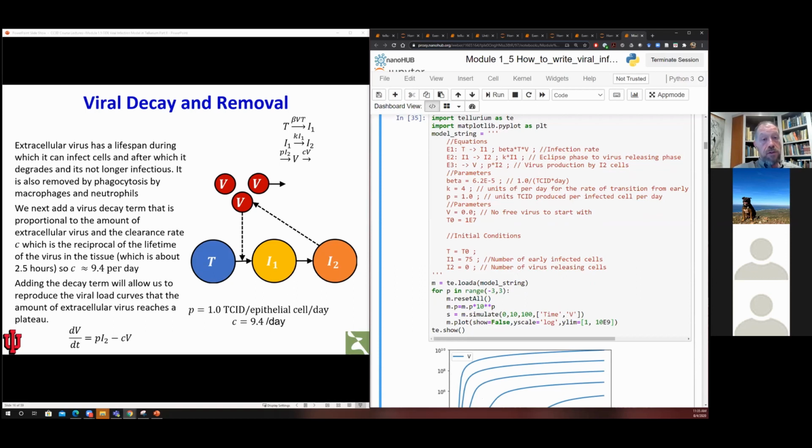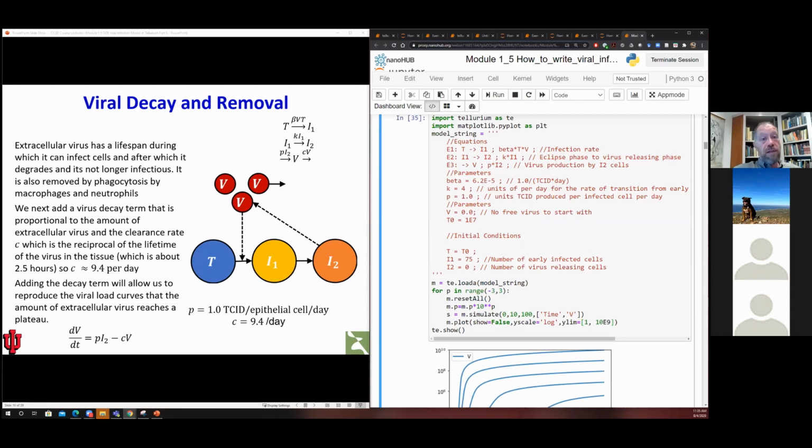In fact, the barrier function of your skin and your lungs is very good. It keeps out the vast majority of viruses and bacteria that are trying to attack. And so only the number of viruses that actually get through those barriers is quite few. Unfortunately, you only really need one to get through to get sick. And so the extracellular virus has a lifetime. It doesn't stay there forever.